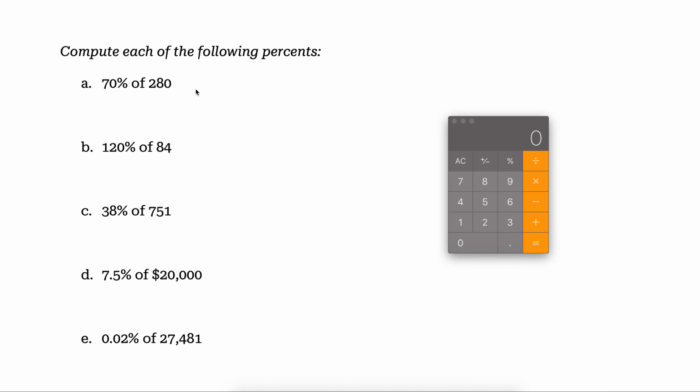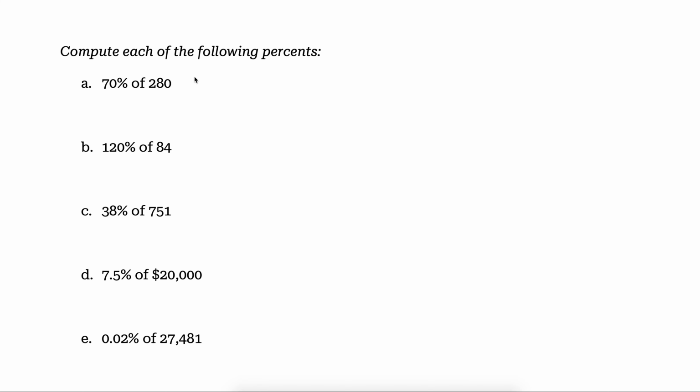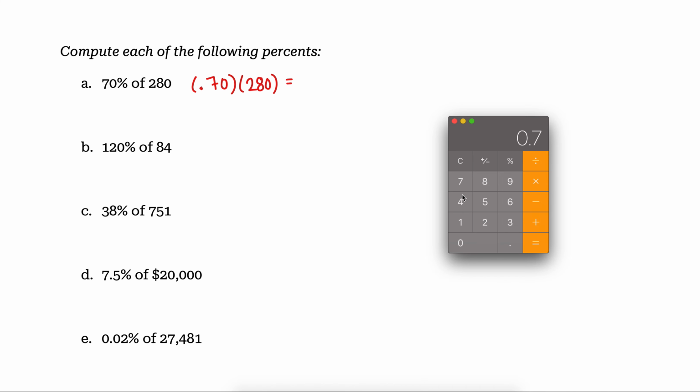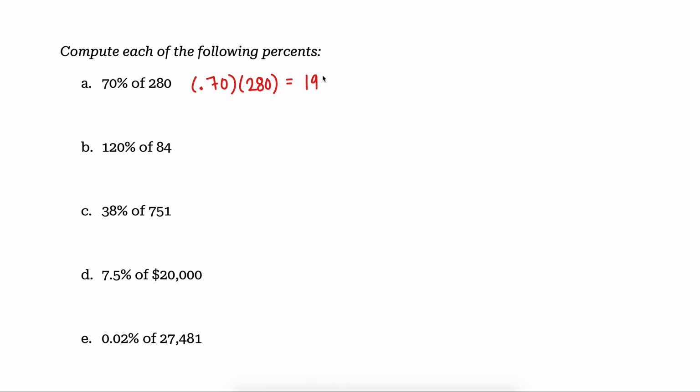So 70% times 280 would again be 0.70 times 280. And you can just work that out on the calculator. So 0.70 times 280, 196. So these are really just calculator problems. Unless you quite enjoy multiplication by hand, then go to town.